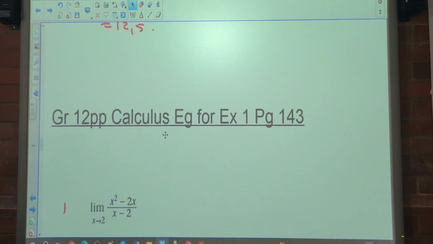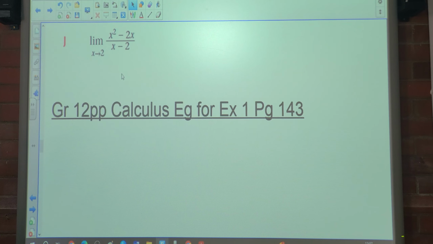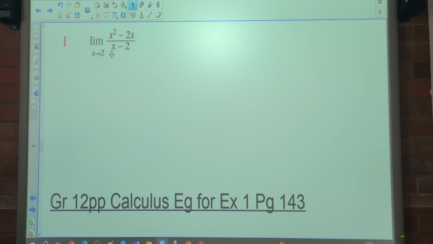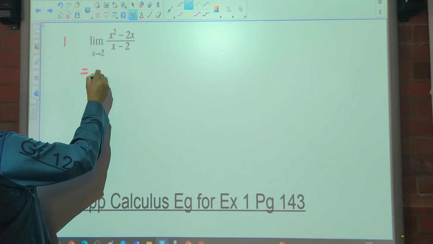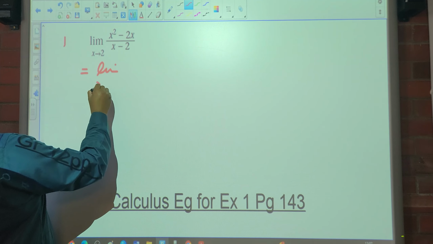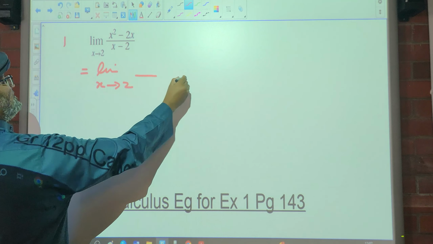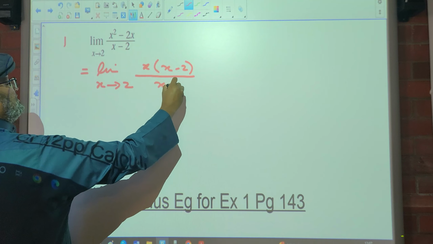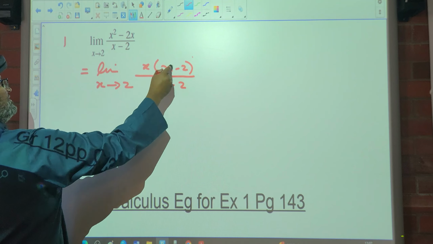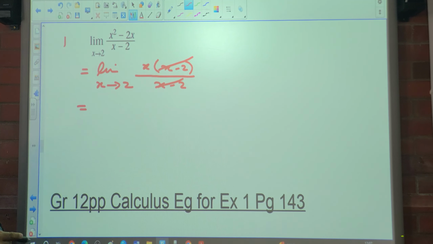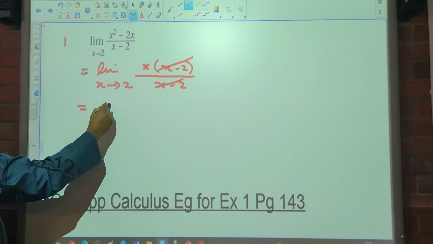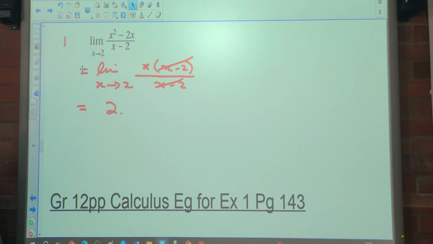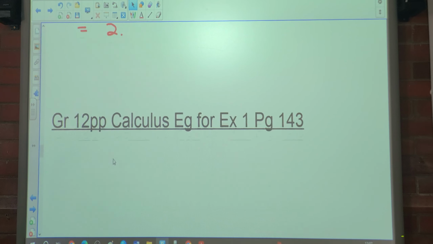Guys, get the idea? Let's look at J. Can I substitute 2 into here? No. So what do we do? Factorize. So it's the limit as x approaches 2. x is a common factor. I'm left with x minus 2 over x minus 2. What happens now? Cancel. If I substitute x as 2, the answer is 2. Next.